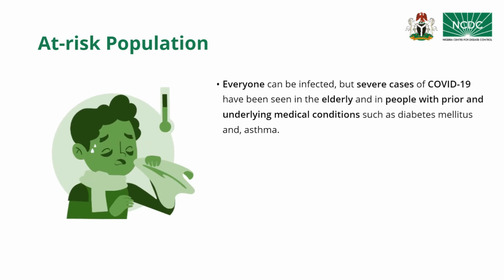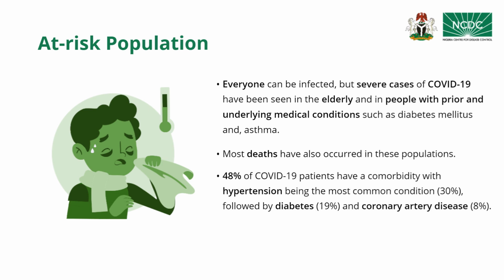Who is at risk? Everyone can be infected, but severe cases of COVID-19 have been seen in the elderly and in people with prior and underlying medical conditions such as diabetes mellitus and asthma. Most deaths have also occurred in these populations. Recent studies suggest that 48% of infected patients have at least one type of comorbidity. Hypertension is the most common comorbidity that is associated with the coronavirus.